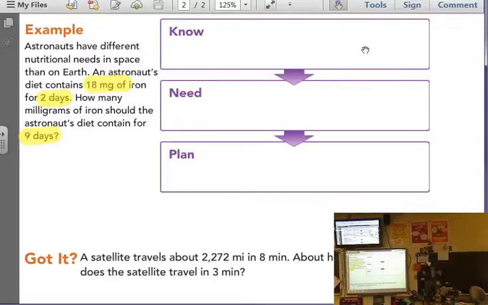So wait, what is it? If it contains 18 milligrams for every 2 days, how much would it need for a 9-day trip? Oh, I think I know what to do.